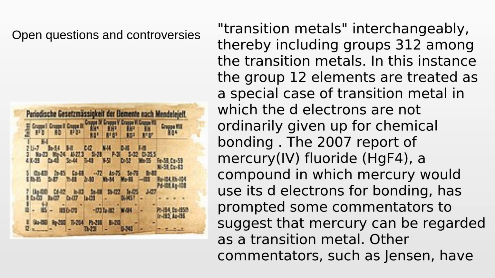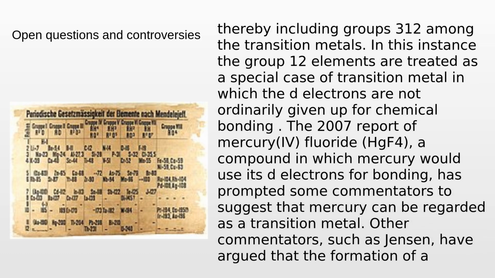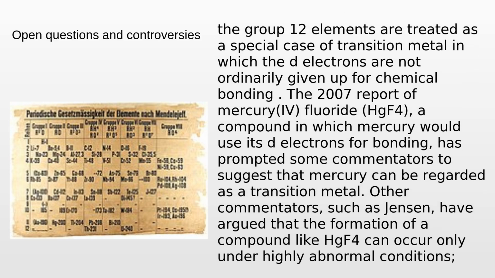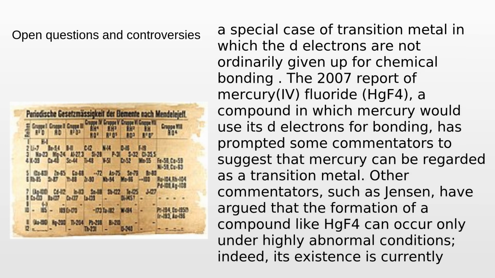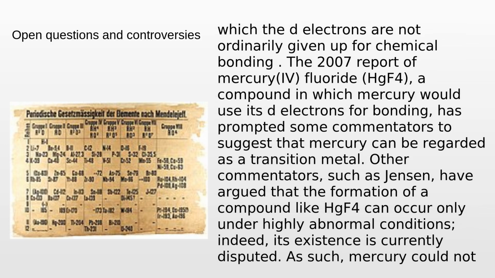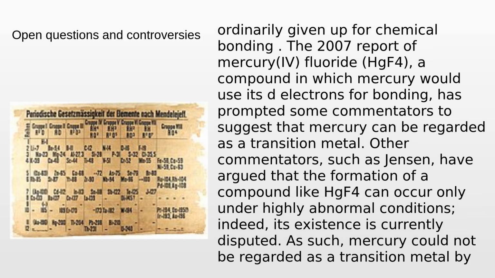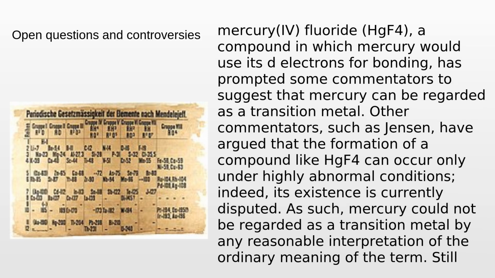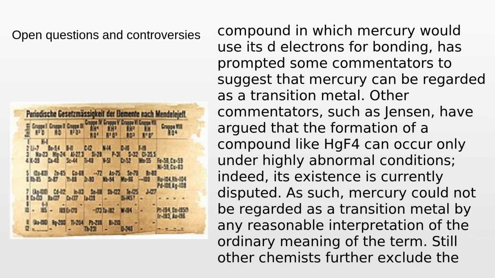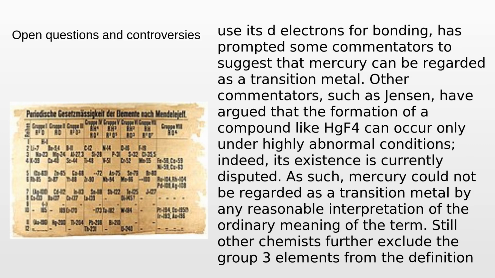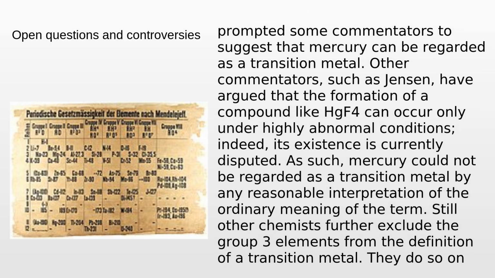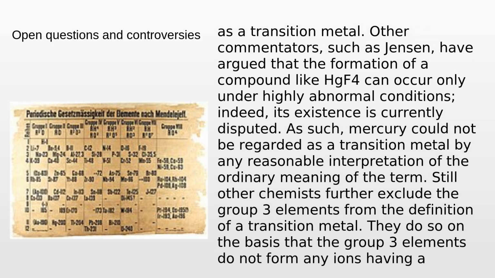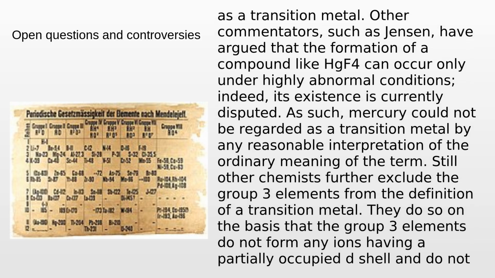Some chemists treat the categories d-block elements and transition metals interchangeably, thereby including groups 3-12 among the transition metals. In this instance, the group 12 elements are treated as a special case of transition metal in which the d electrons are not ordinarily given up for chemical bonding. The 2007 report of mercury(IV) fluoride, HgF4, a compound in which mercury would use its d electrons for bonding, has prompted some commentators to suggest that mercury can be regarded as a transition metal.